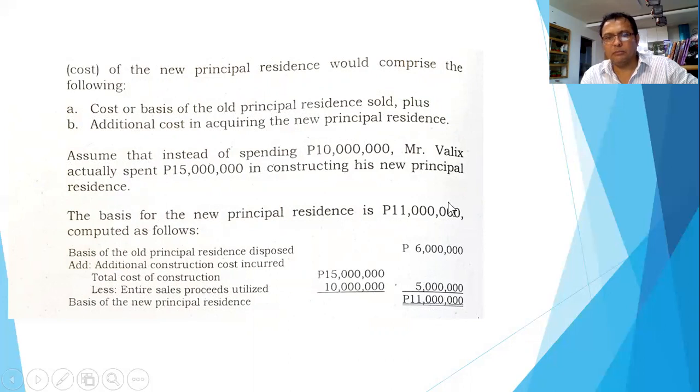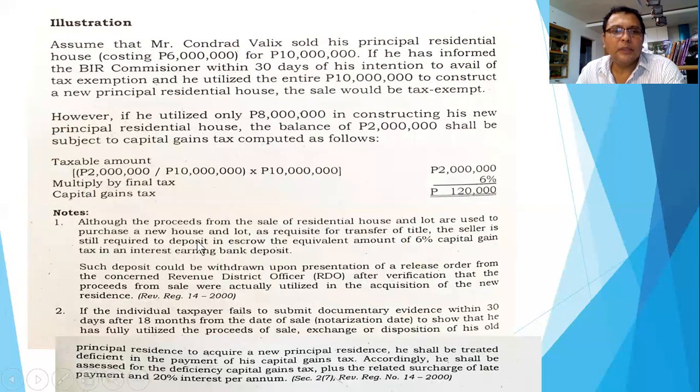You can automatically or directly get the amount by knowing the cost of constructing. So actually, if it is 15 million he has spent, then there's an additional 5 million, no? Because previously, based on the example, Mr. Valex's old residential house cost him only 6 million.